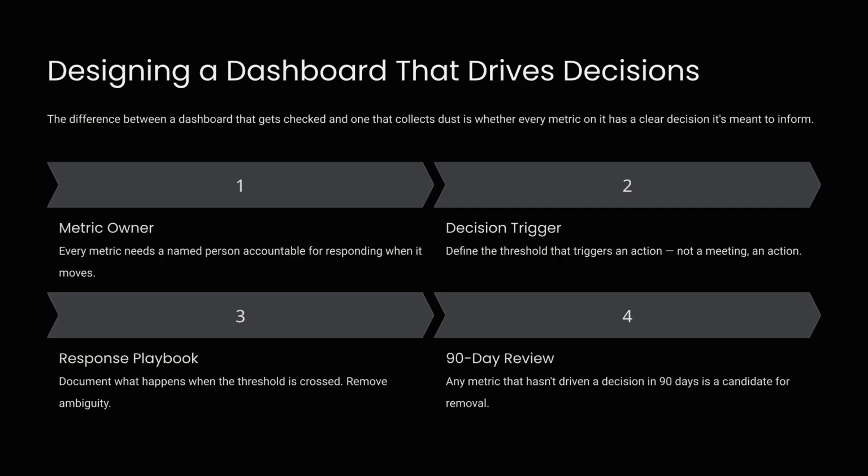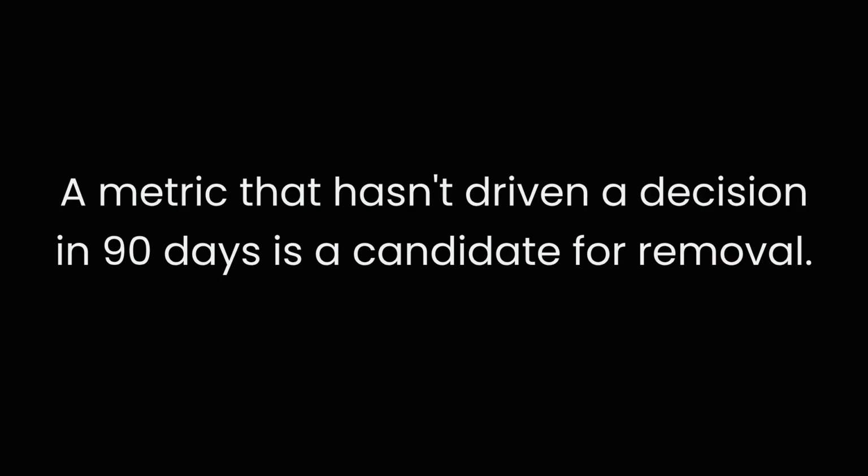A dashboard that drives decisions requires 4 elements for every metric. Assign a metric owner, define a decision trigger, establish a response playbook, and conduct a 90-day review to remove unused metrics. A metric that hasn't driven a decision in 90 days is a candidate for removal. Dashboards accumulate, so you must ruthlessly prune to keep attention focused on the metrics that truly matter.